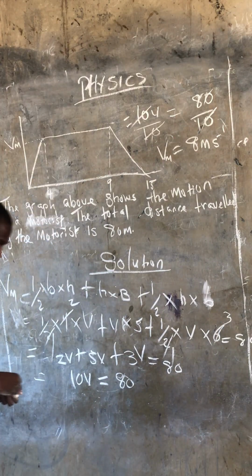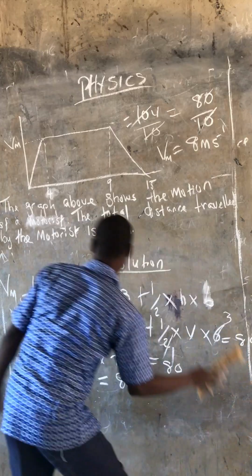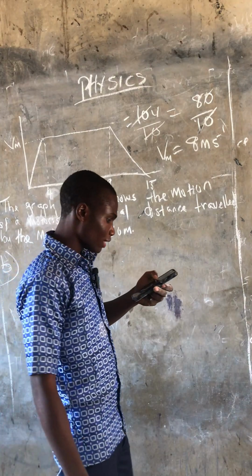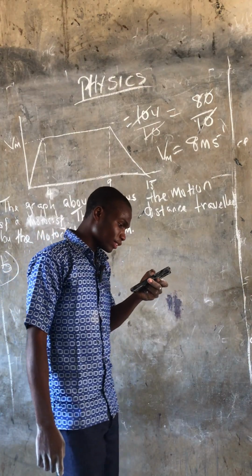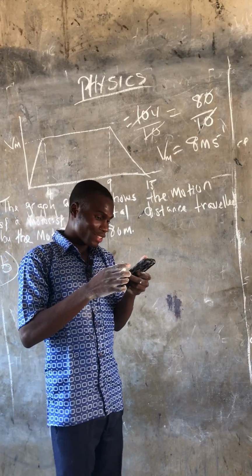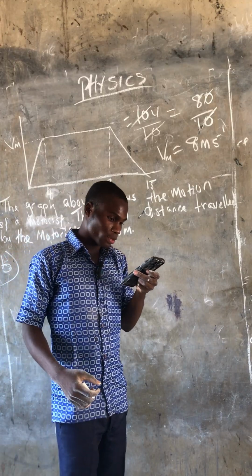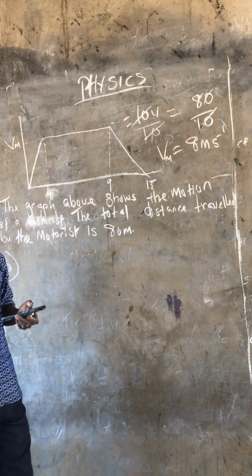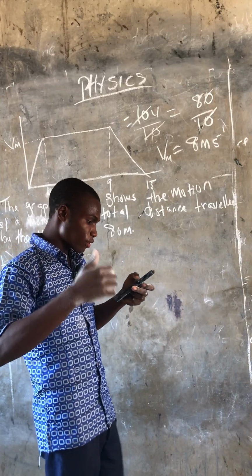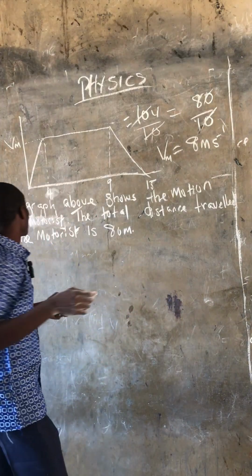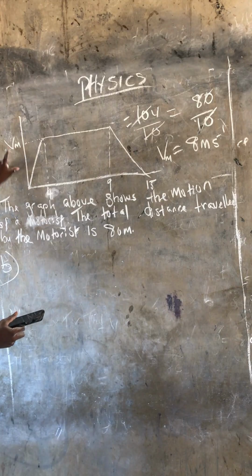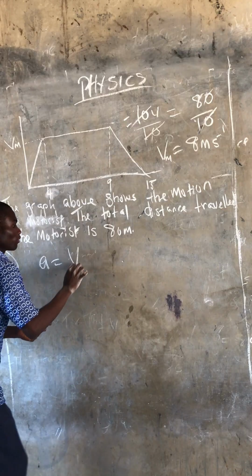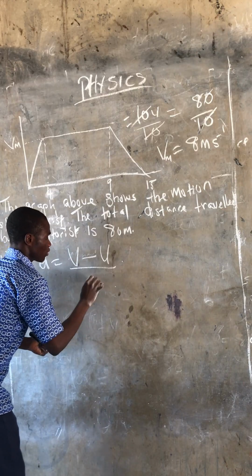Now the second question says to determine the uniform acceleration in the first 4 seconds. To calculate the uniform acceleration in the first 4 seconds, our acceleration is equal to the final velocity minus the initial velocity, over time.